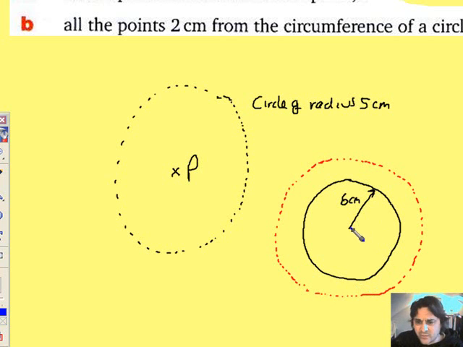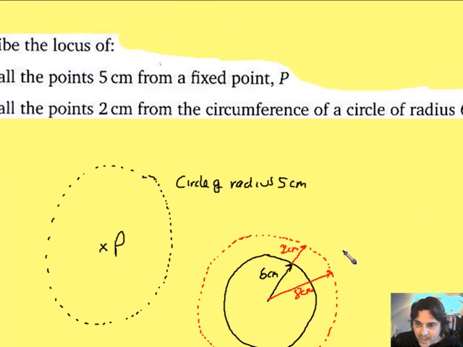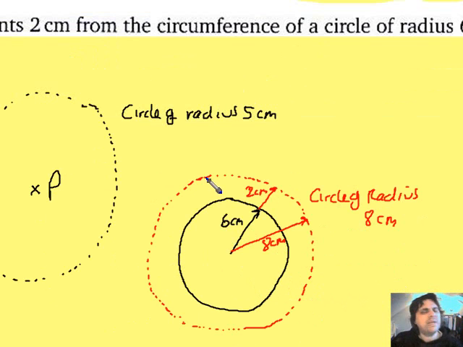What I've produced, therefore, is a circular path of radius 8 centimeters, because the 6 plus the 2 centimeters makes 8 centimeters. So that's my locus of the points which are 2 centimeters from the circumference of the circle, and that is therefore a circle of radius 8 centimeters.